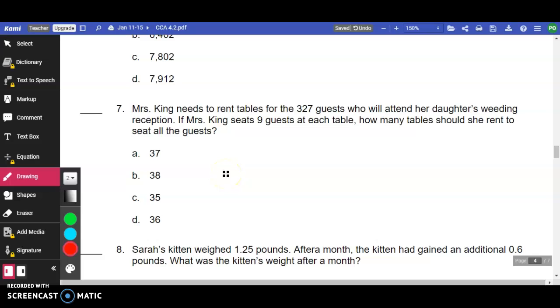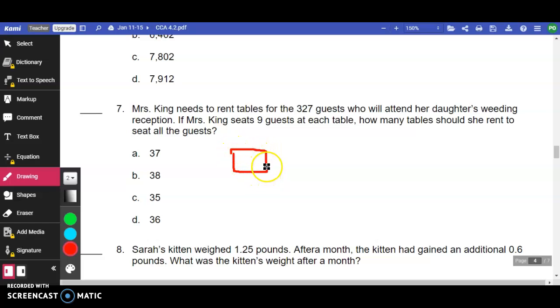Mrs. King needs to rent tables for the 327 guests who will attend her daughter's wedding reception. If Mrs. King seats 9 guests at each table, how many tables should she rent to seat all the guests? So we are trying to find out how many tables there will be.